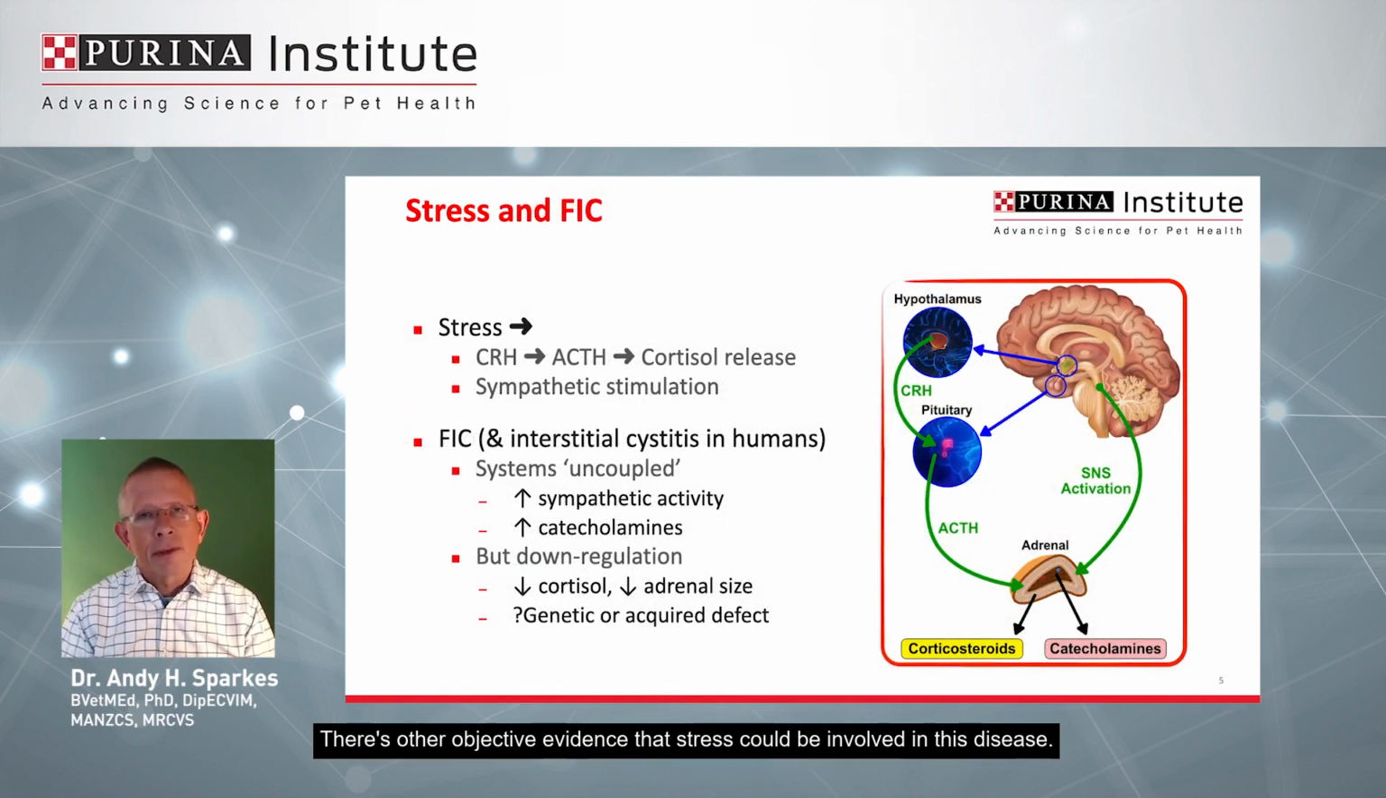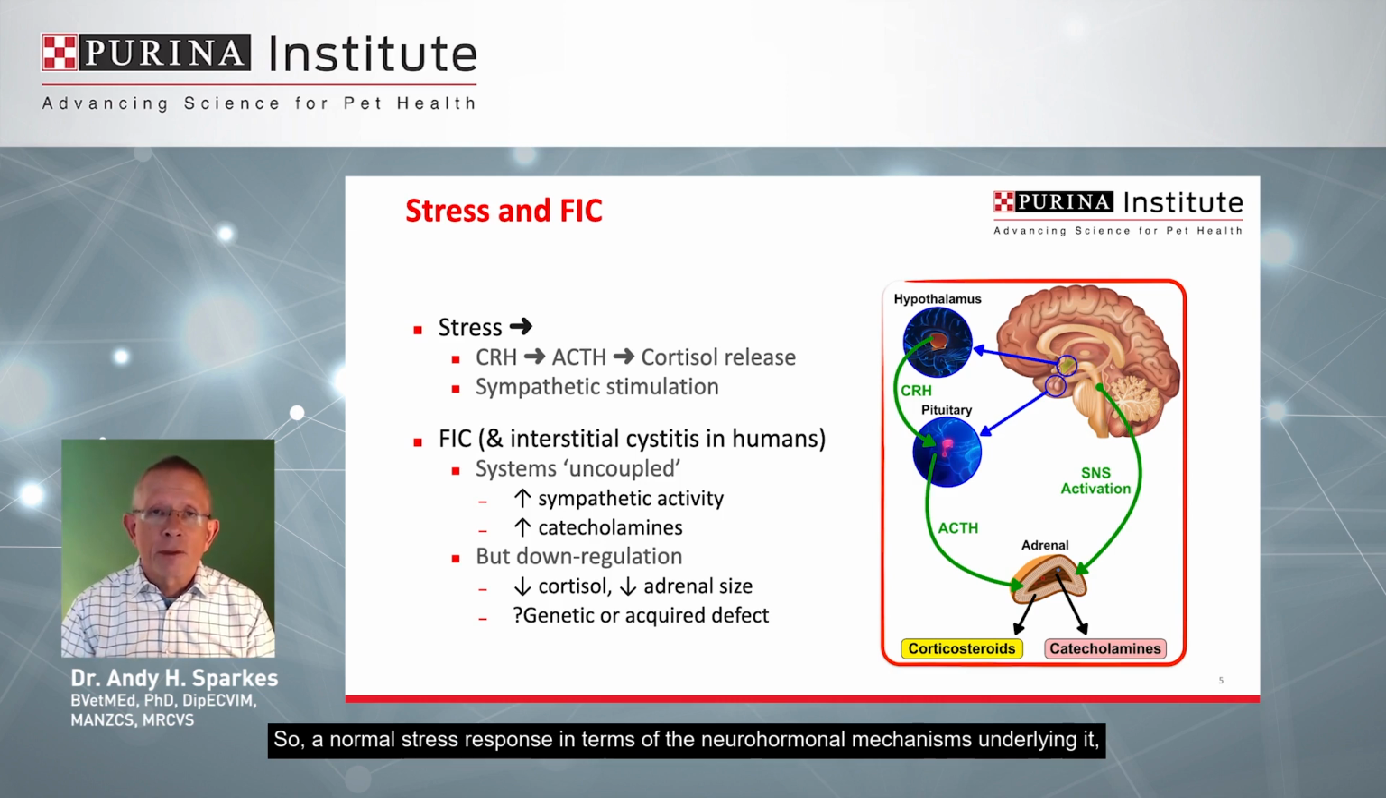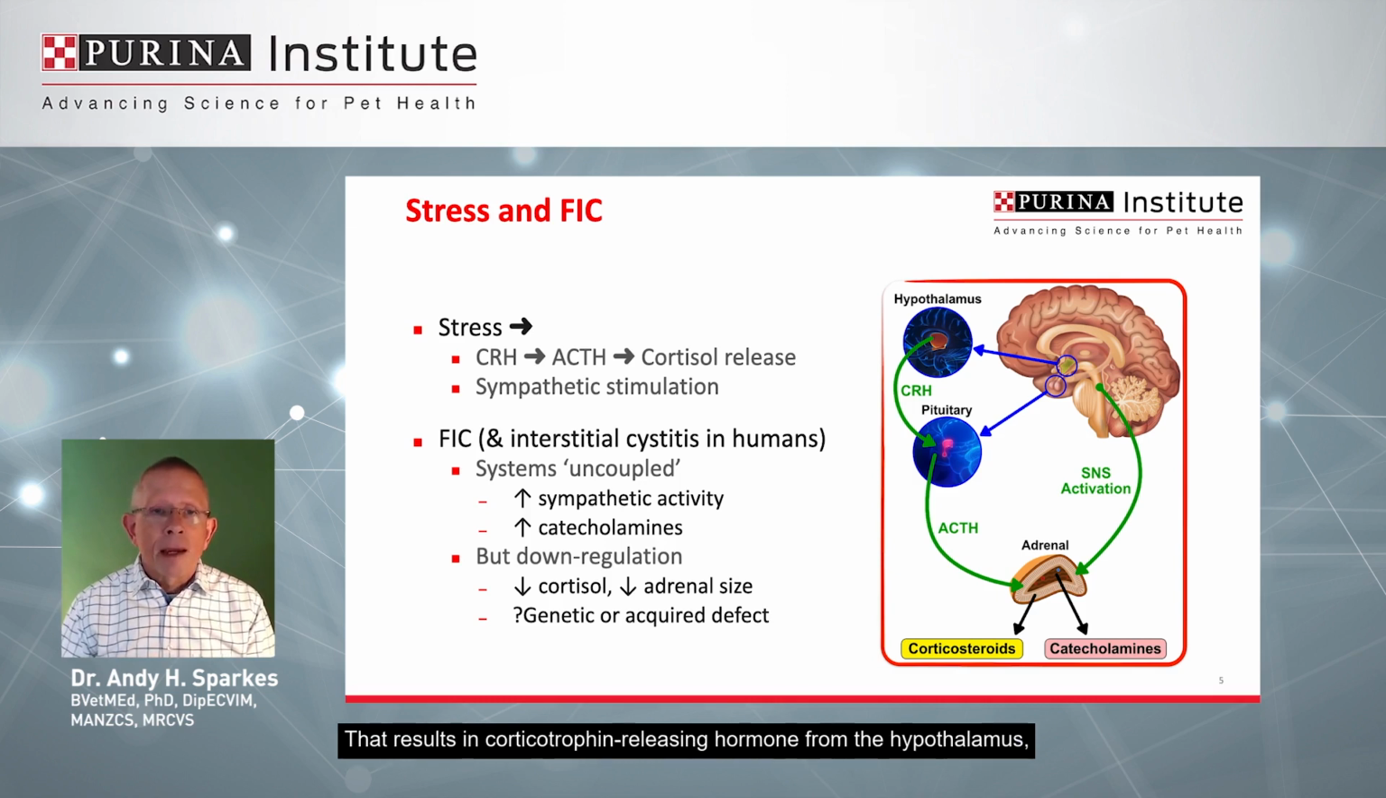There's other objective evidence that stress could be involved in this disease, looking at, in fact, stress responses in cats. So a normal stress response, in terms of the neurohormonal mechanisms underlying it, there are two major parts to that. The stress is obviously recognized centrally in the brain. That results in corticotrophin releasing hormone from the hypothalamus, which acts on the pituitary to release adrenocorticotropic hormone, which then acts on the adrenal to stimulate secretion of glucocorticoids, etc.